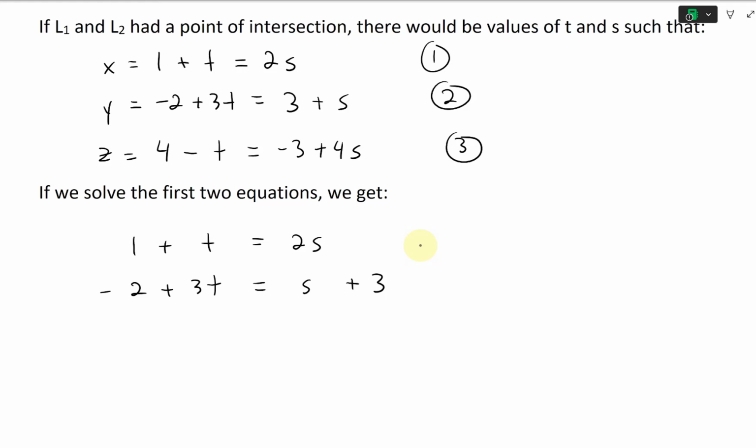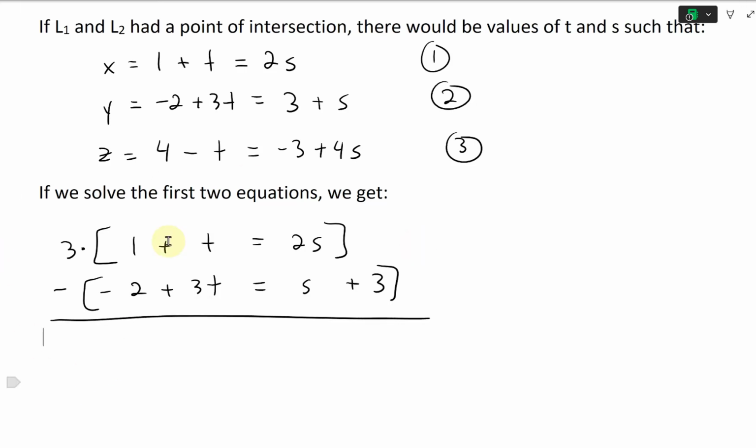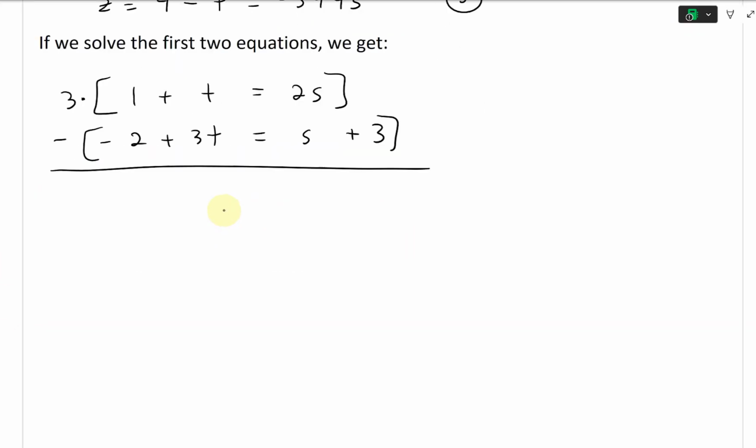So let's cancel out some terms. Let's cancel out the t's. To do that, I'm going to multiply the first equation by 3, and then subtract the second equation. We'll get an equation where the t's are canceled. So we get 3 times 1, minus negative 2, so that's plus 2, with a bracket, like that. The next one here is 3t minus 3t, so those just cancel.